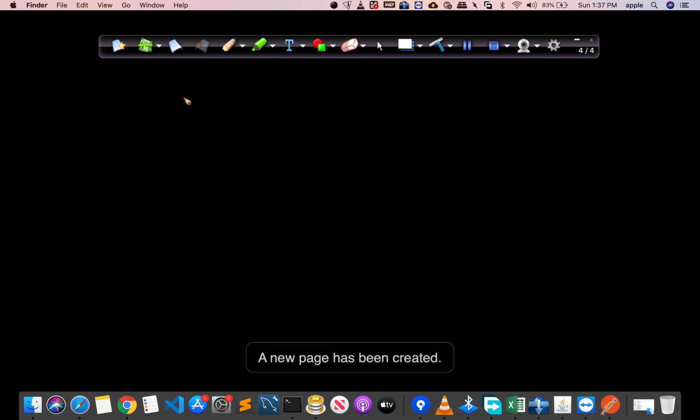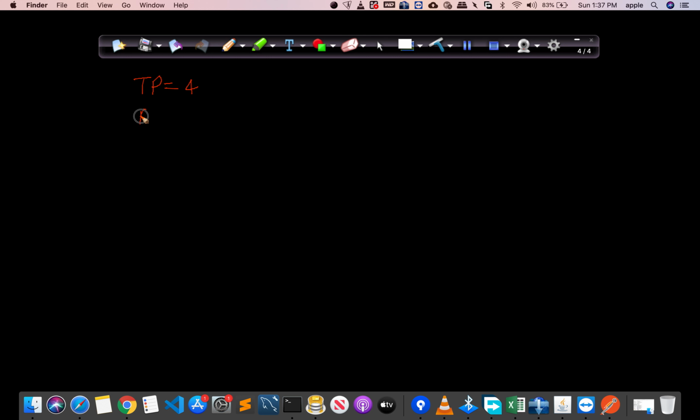Now let me take another page. We have 4 true positives, 1 true negative, and 3 false positives. We know that true positive rate is true positive upon true positive plus false negative. This is 4, this is 3, 7, this is 1, that is 8. Therefore we have a total of 10 points. So false negative will be 10 minus 8, that is 2.